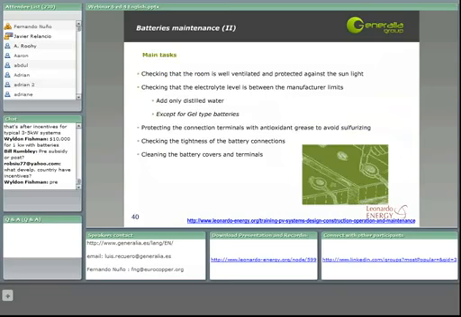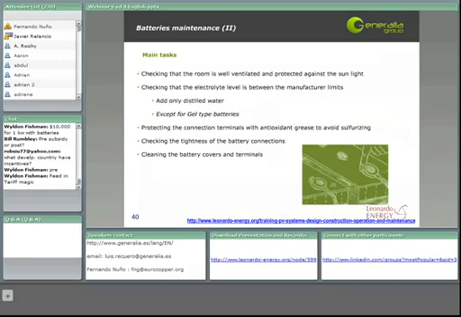And we finish this webinar session telling you the main tasks that we have to check for the battery maintenance. We have to check that the room has been well ventilated and protected against the sunlight. We have to periodically check that the electrolyte level is between the manufacturer limits, and add distilled water in case that it is under the lowest limit. This is the most important thing to do in order to preserve the batteries in the best state.